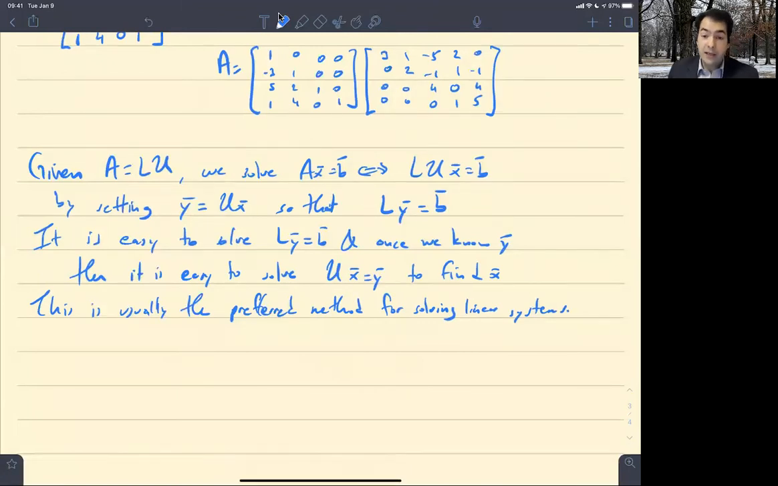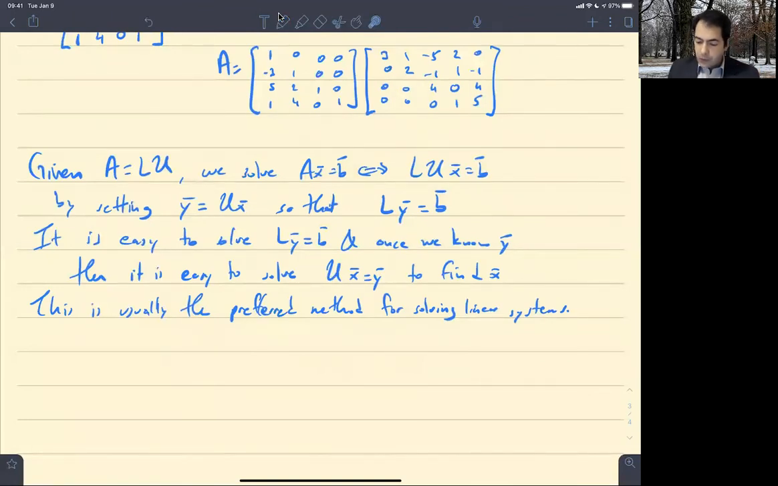Okay, by that I mean that often when a computer is solving a linear system, this is what it's doing. It's doing the LU decomposition. Now, on the one hand, LU decomposition is really the same thing as Gaussian elimination, because we're finding L and U by doing row operations, right? And in Gaussian elimination, you do row operations.